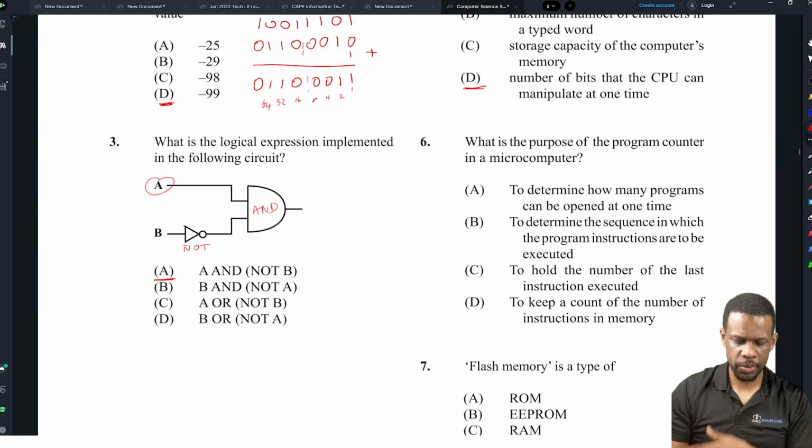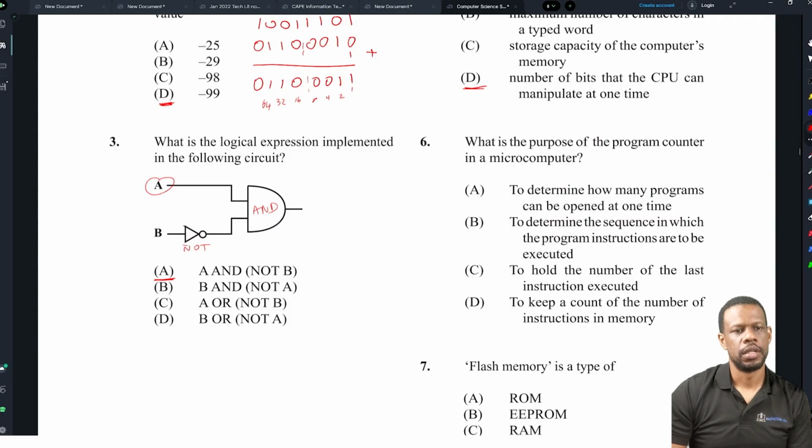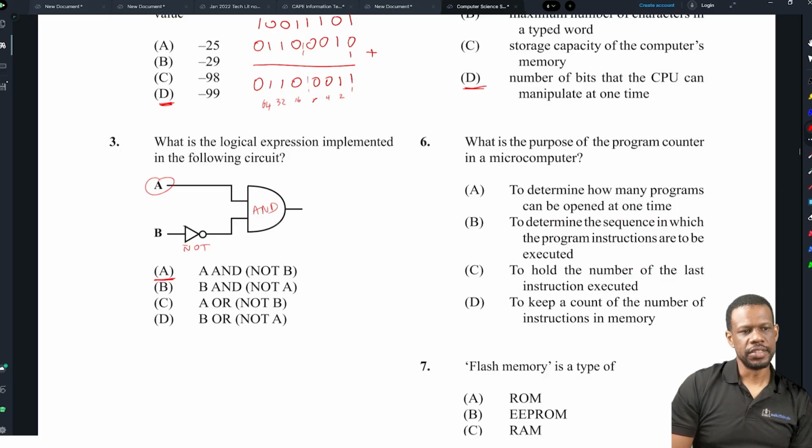Because the definition of the program counter is to keep track of the next instruction to be executed. It manages the memory address of the instruction to be executed next, and I see next. They have only the number of the last instruction executed. It has to do something with memory. The program counter definitely keeps track of memory addresses. So I'll have to assume that it's D.